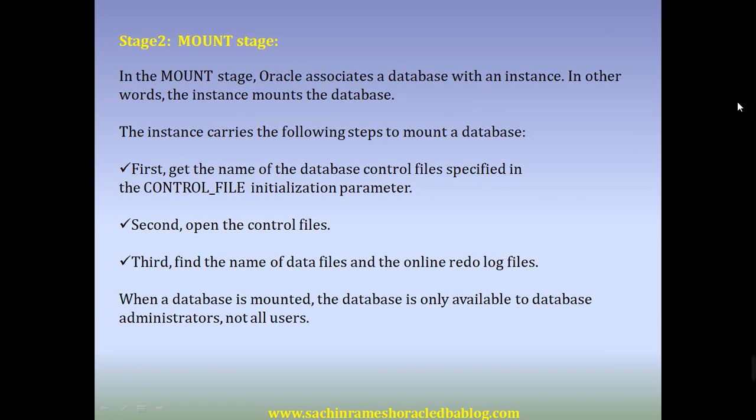Okay. Stage 2, mount stage. In the mount stage, Oracle associates the database with an instance. In other words, the instance mounts the database. The instance carries out the following steps to mount a database. First, get the names of the database control files specified in the control files initialization parameter. Second, open the control files. Third, find the names of the data files and the online redo log files. When the database is mounted, it is only available to the database administrator, not to all the users.